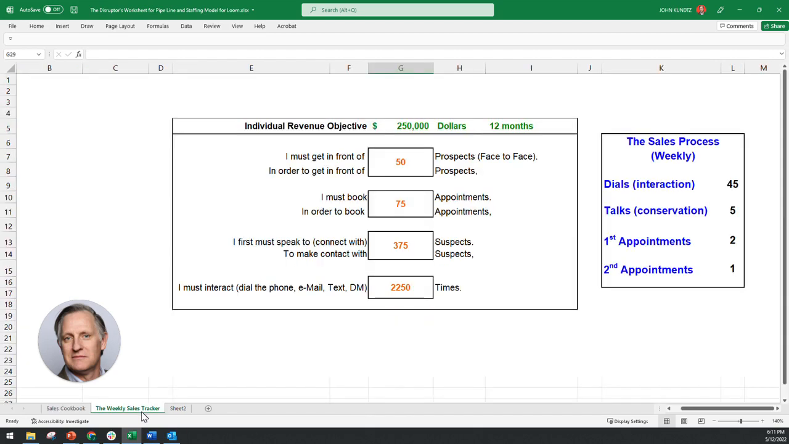And today, part 3, we're going to look at how do you get there? How do you mechanically execute building your pipeline? And if you remember, our individual revenue objective was $250,000 for 12 months. This is, again, a bit of an art, but it's a nice little spreadsheet that will help you drill down on what you actually need to do every week or every day. I like to look at it from a weekly perspective. Some of the folks I've worked with even go down to the day.